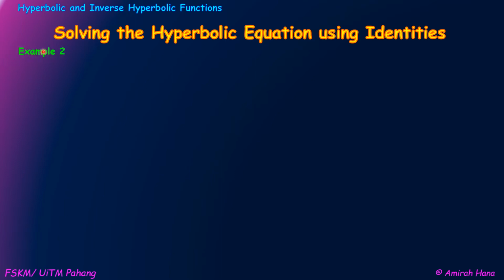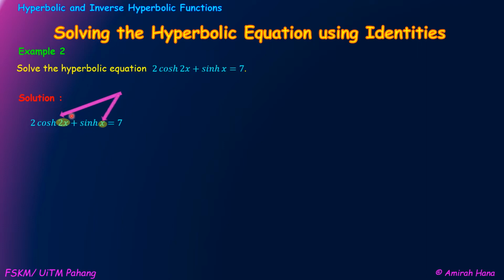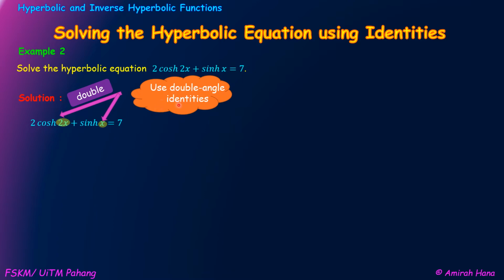Now we look at example 2 under solving the hyperbolic equation using identities. The question is: solve the hyperbolic equation 2 cosh 2x plus sinh x equals 7. To solve this equation, first we look at this. We have 2x here and we have a single x here. This means it is a double angle. So when we solve a hyperbolic equation with a double angle, we can use double angle identities under hyperbolic functions.